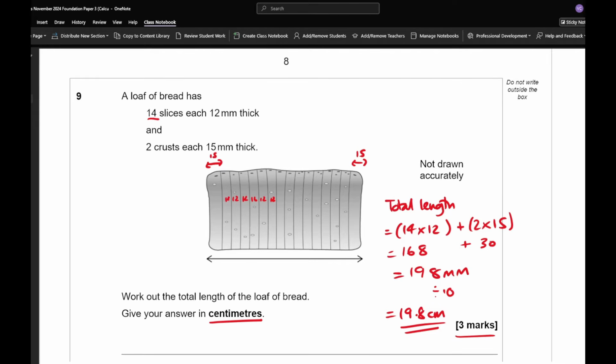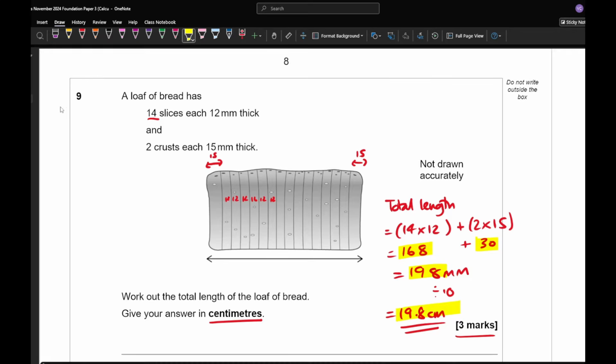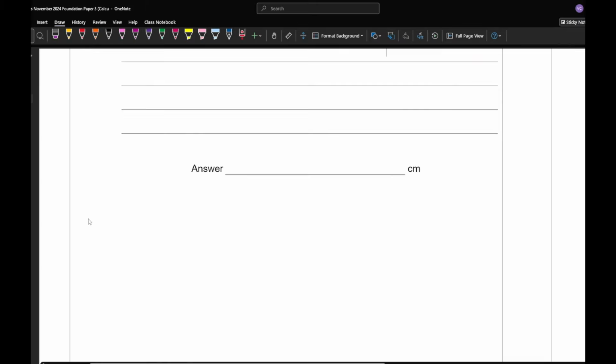Don't just simply try and type it all in your calculator and have a final answer. They will not give you the 3 marks for this. So make sure that in this particular question you're including 168, you're including 30, showing that you're adding it up, and then showing that you are writing the answer in centimeters.